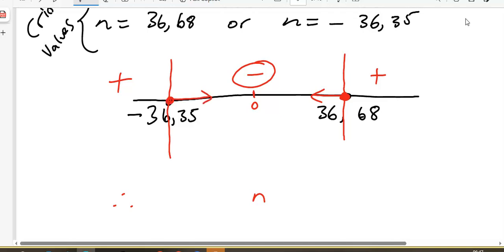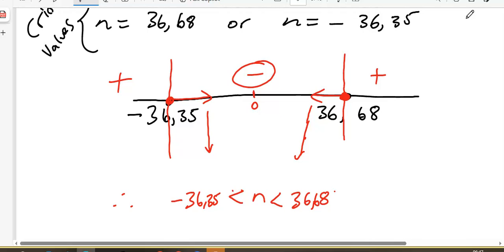So n, you take this arrow, you bring it down. So n must be less than, then you write that critical value of 36.68. You do the same, you take this arrow, you bring it down. If we do it like this, we're going to say n must be greater. So it will look in that other side. Then this will be negative 36.35. So this is the value of n.